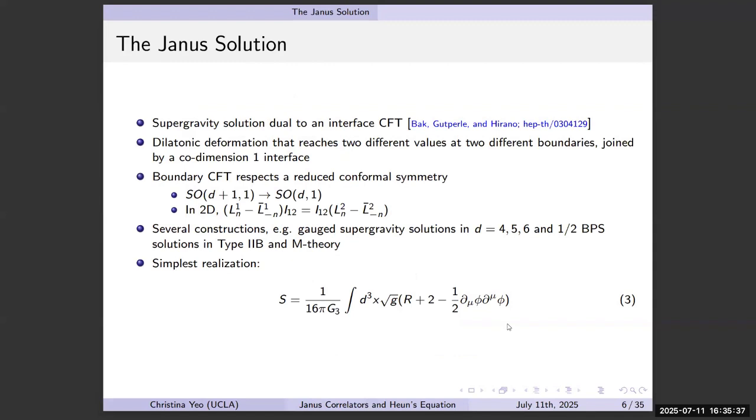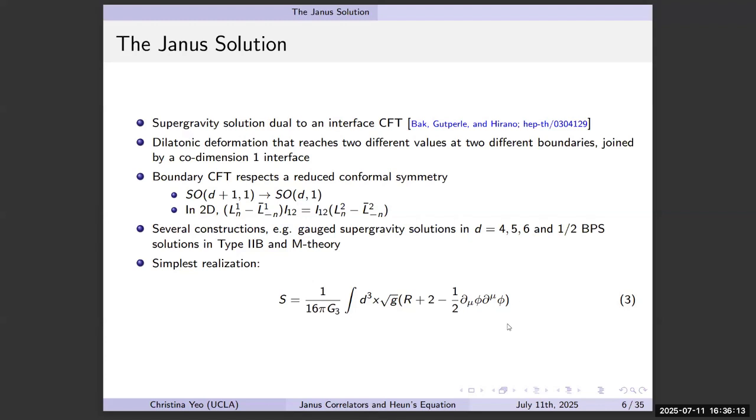Professor Bak might be here today on Zoom, but the original Janus solution was a supergravity solution that's dual to an interface CFT that was formed by putting in a dilatonic deformation into AdS5. And that dilatonic deformation reaches two different values at two different asymptotic boundaries, and they meet at an interface, a codimension 1 interface. And this boundary CFT, because of the presence of this interface, respects this reduced conformal symmetry. It looks like this in the 2D language, where I12 is an interface operator.